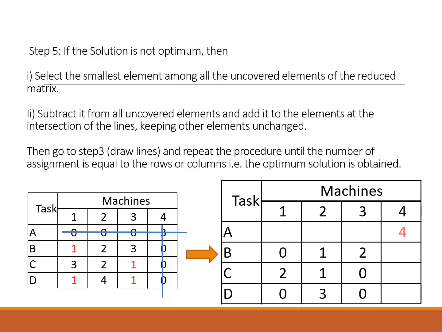And for the intersections of the lines we need to add. So 3 plus 1, the value comes to 4, and those values covered by the lines remain as they are. So here we completed our step 5. Then again move on to step number 3. Draw the lines which cover the maximum number of zeros.